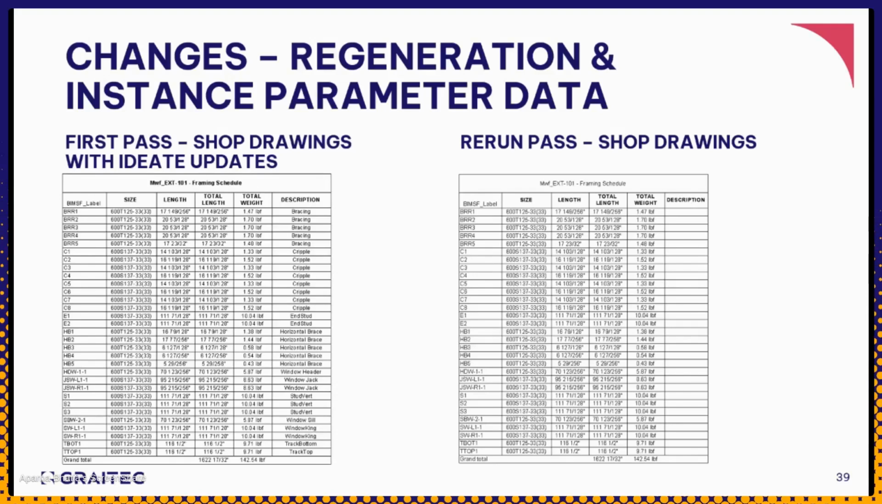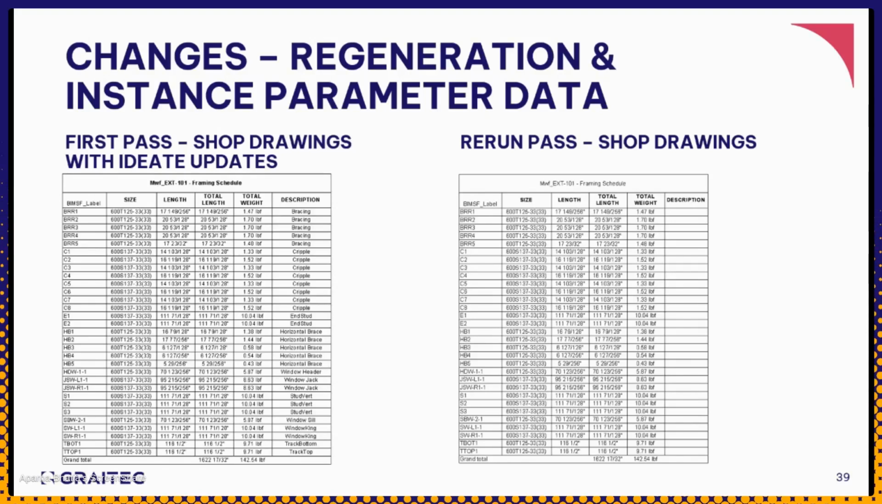Because of that, we tend to lose our instance-based parameters, because the instance-based parameters are linked to a Revit element ID. Since the element that had that old element ID has been deleted, the data gets refreshed.